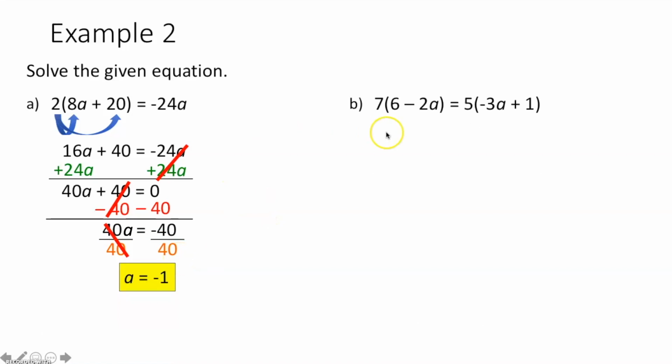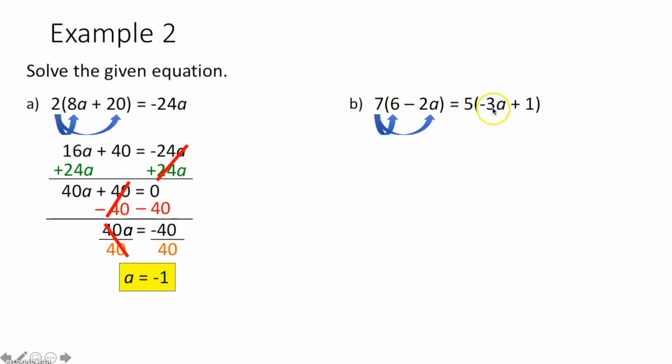Part B, I have 7 times the quantity, 6 minus 2A, equals 5 times the quantity, negative 3A plus 1. I'm simplifying, moving, solving. Step 1, simplify. How do I simplify this side? Well, can I simplify what's in here? No, this has an A, this does not. But I can simplify with this 7 that's multiplied out front, so I can distribute that here and here.